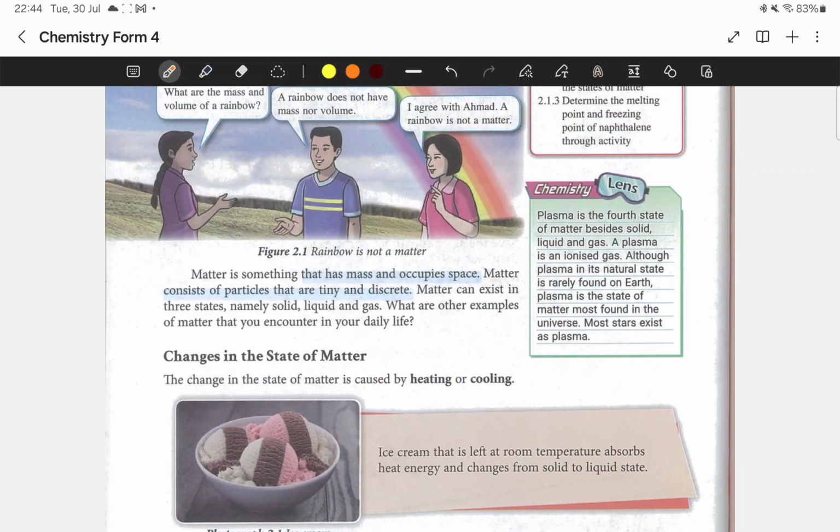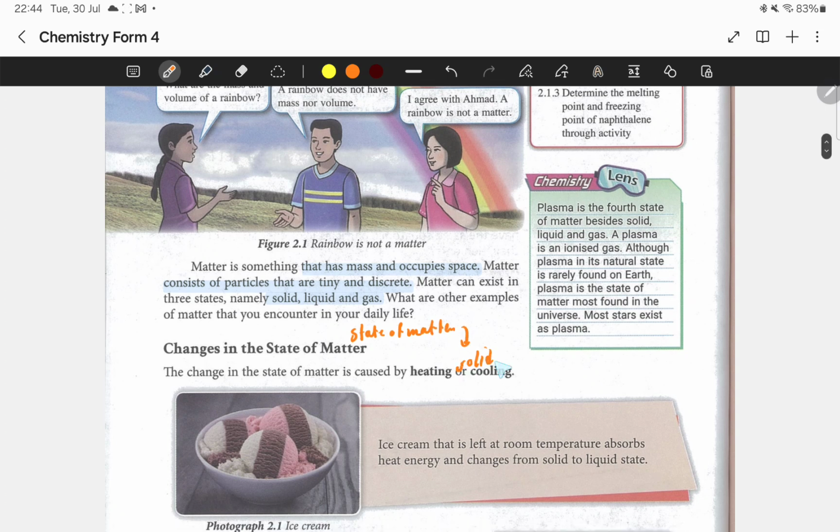Matter can exist in three states, namely solid, liquid, and gas. So if anyone asks you what the states of matter are, there are only these three: solid, liquid, and gas. Your answer should be one of these three.